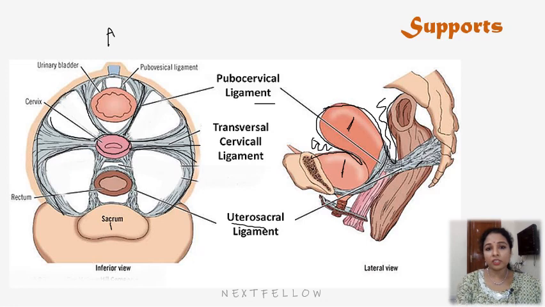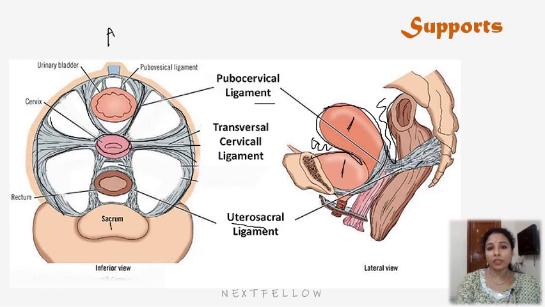So they are fan shaped, extending from the lateral aspect of the cervix to the upper vaginal wall and blending laterally with the lateral pelvic wall, that is, the fascia covering the lateral pelvic wall muscles. They form a hammock and support the uterus and prevent the downward displacement of the uterus.